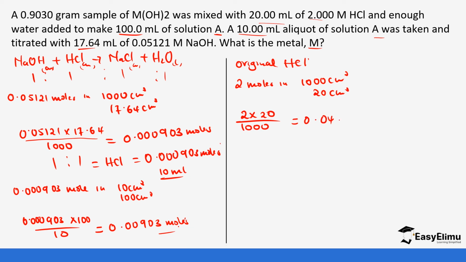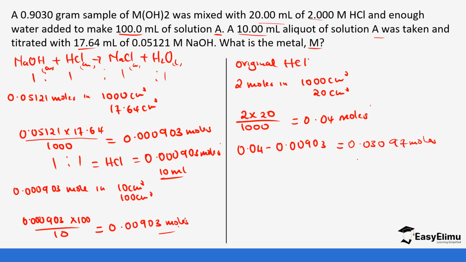So the ones that reacted with the sodium hydroxide are 0.00903. So we do the subtraction. 0.04 minus 0.00903 gives us 0.03097 moles. So these are the ones that reacted with the M hydroxide.